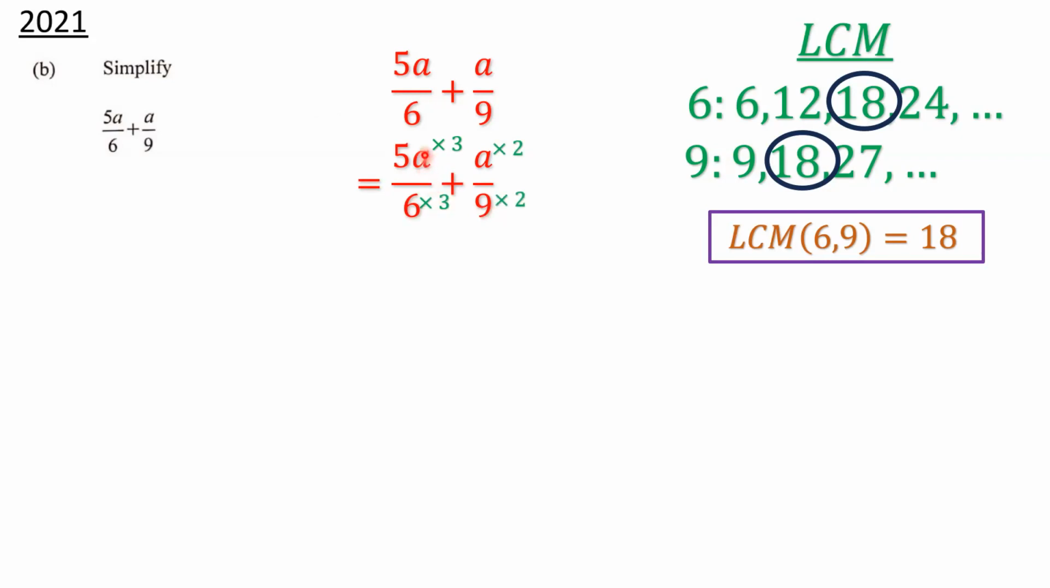And so we're going to multiply 5a times 3. That's definitely going to be 15a. And 6 times 3, that's definitely going to be 18. And a times 2, that's going to be 2a. And 9 times 2, that's going to be 18.